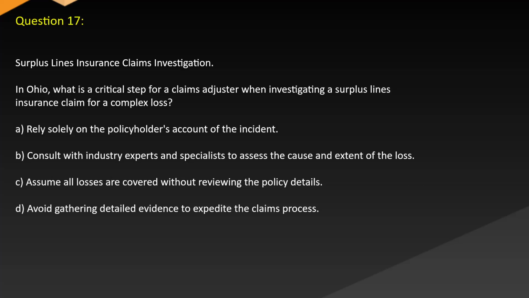Ohio Revised Code 3905.30 to 3905.36. Question 17. Surplus lines insurance claims investigation. In Ohio, what is a critical step for a claims adjuster when investigating a surplus lines insurance claim for a complex loss? A. Rely solely on the policyholder's account of the incident.